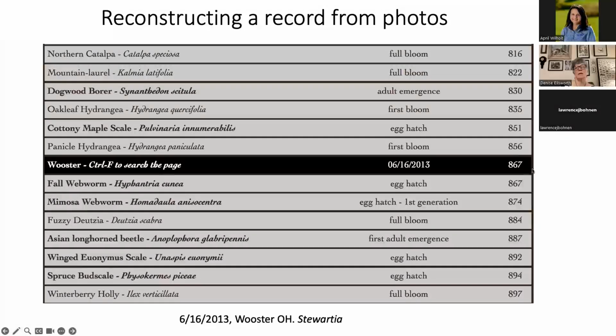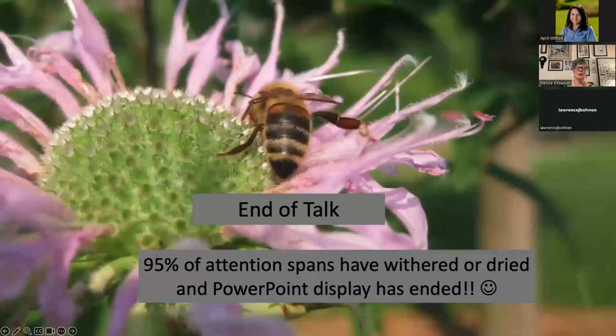I found it was at 867 degree days. And so that gives me an idea of when Stewartia would be in bloom in future years. Okay. I think I'm only 2 minutes over.